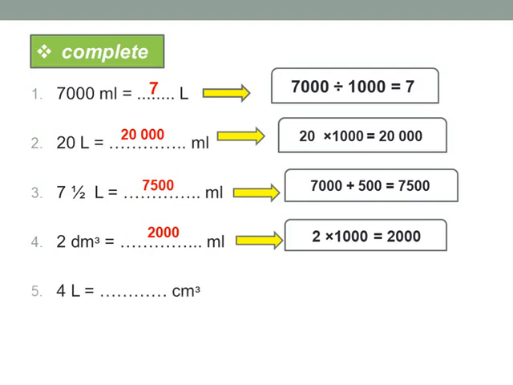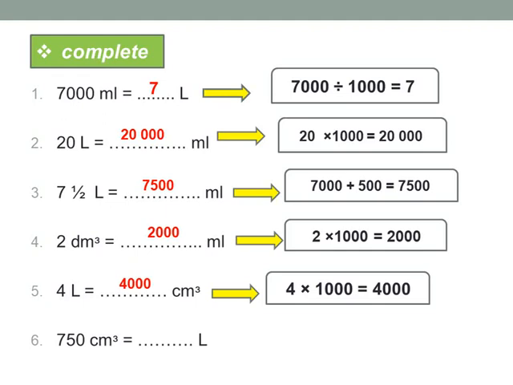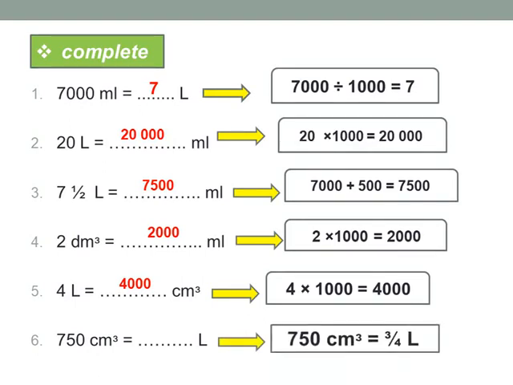Number 5, we have 4 liters equal how many centimeters cube? We don't have any relation between liter and centimeters cube. But we know that centimeters cube is the same unit as milliliter. So here it's the same as when we convert from liter to milliliter. That means we will multiply the number 4 by 1000, and the answer will be 4000. Number 6, 750 centimeter cube equal how many liters? In this number we will not convert it, because we remember that 750 centimeters cube is 750 milliliters, and 750 milliliters equal 3/4 liter. So we put the answer 3/4.